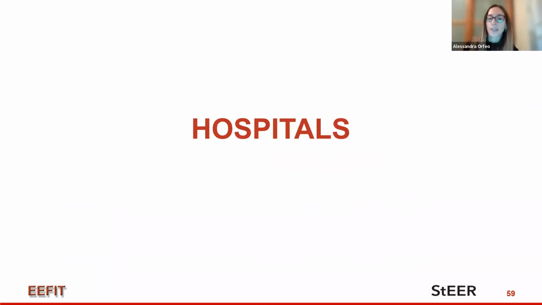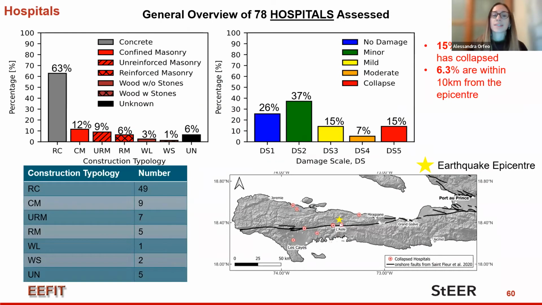Thanks, Luigi. So 78 hospitals out of 96 have been assessed by the EEFIT team, and we can observe that 63% of them are reinforced concrete structures, whereas a total of 27% are made of masonry, and only 4% of buildings are made of wood. Some first overall conclusion can be drawn. Approximately 15% suffered extreme damage from partial to total collapse.